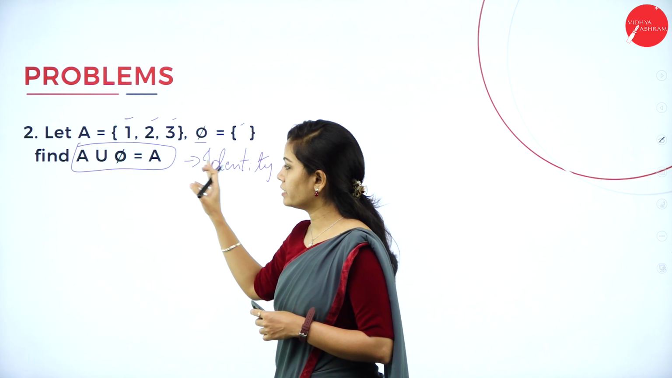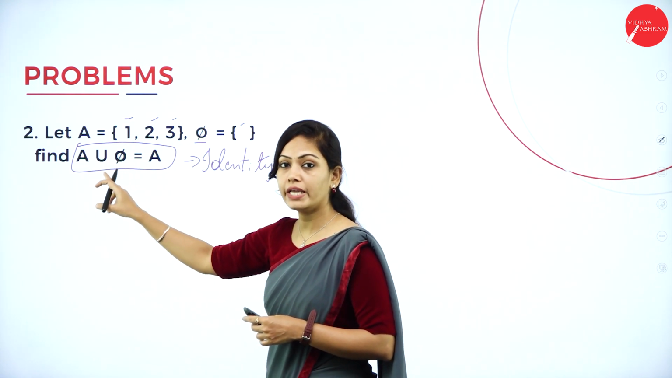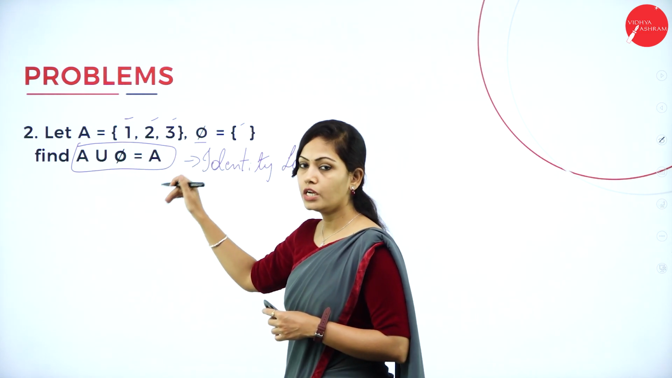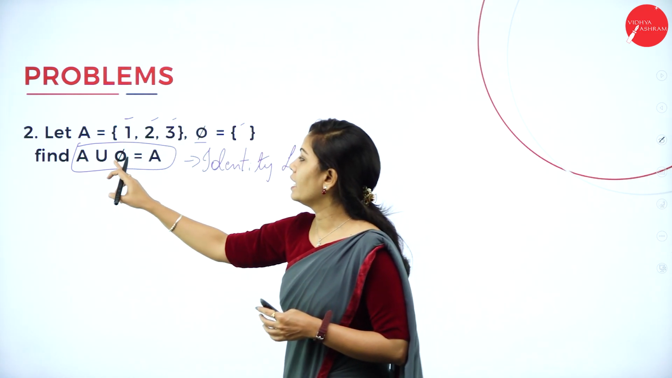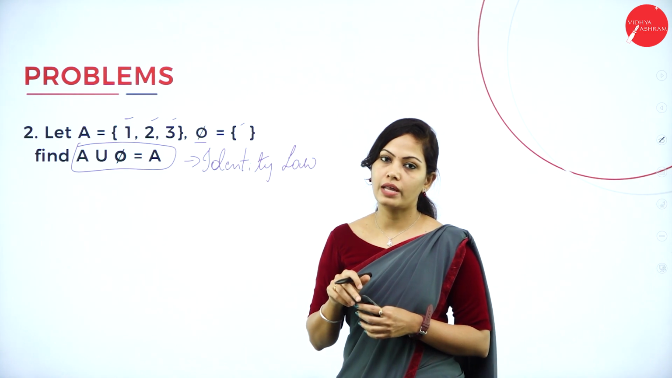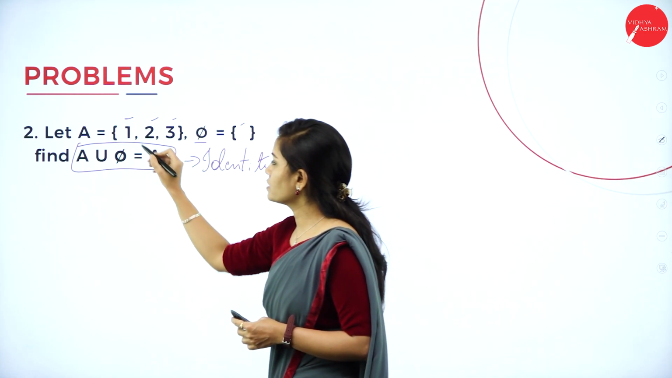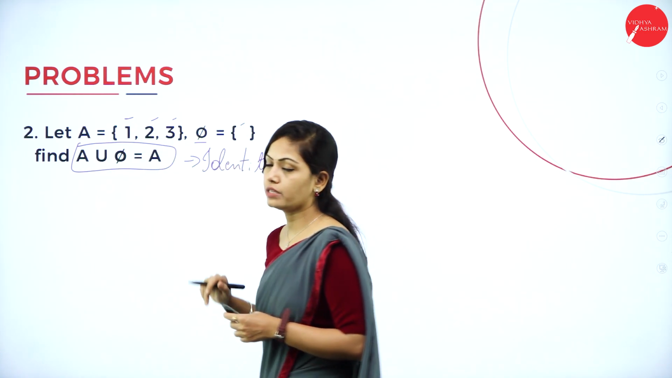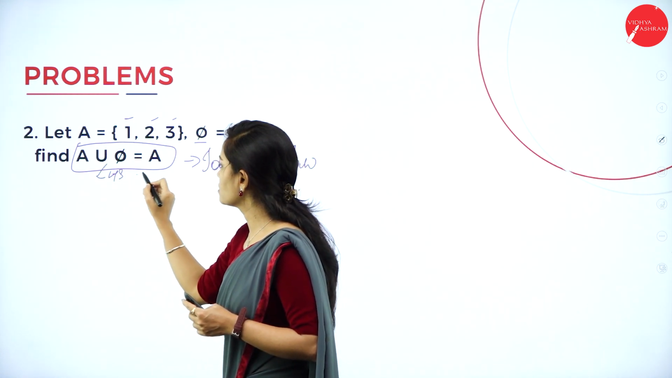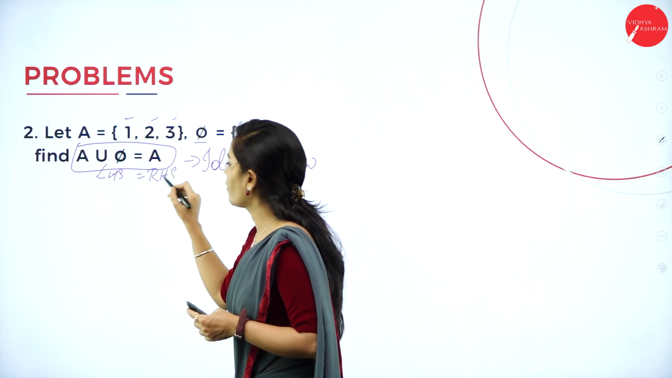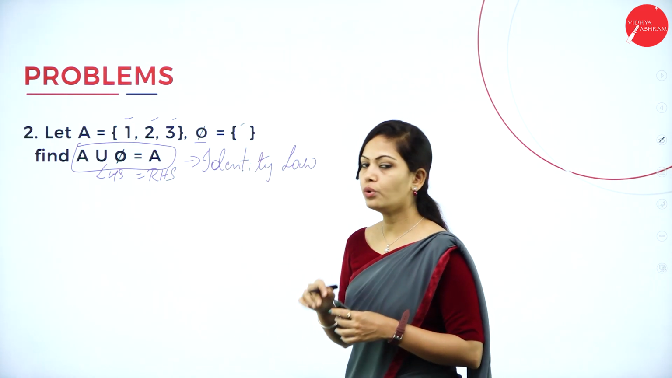Identity law. The identity first law is A union phi is equal to A. Here, using these two set values, we have to prove that LHS is equal to RHS. The first value is A union phi. First find out the LHS value. This is LHS. Prove that it is equal to the RHS value.